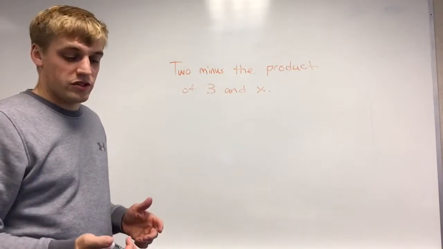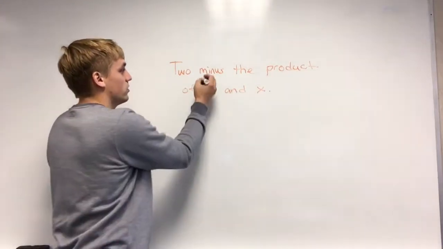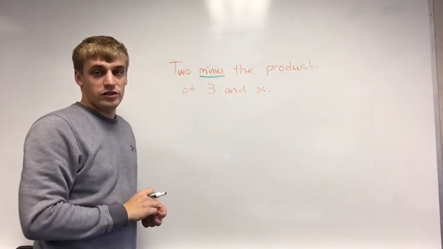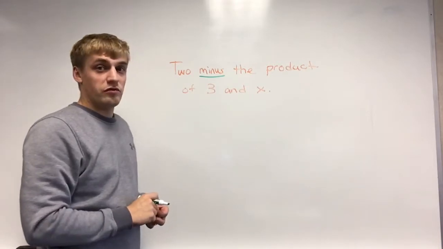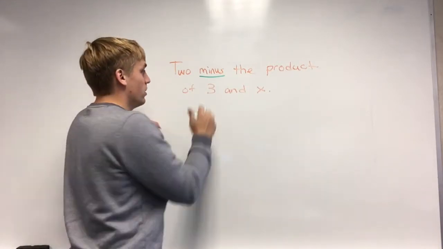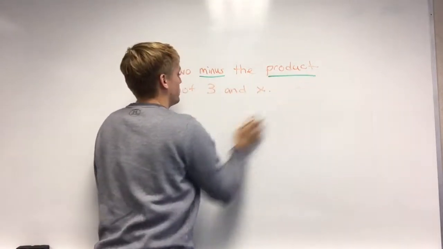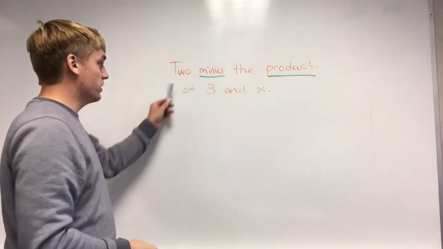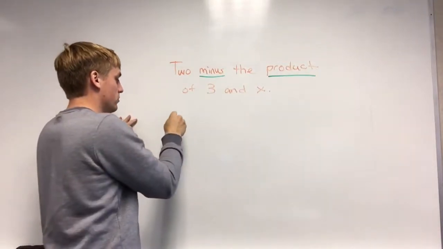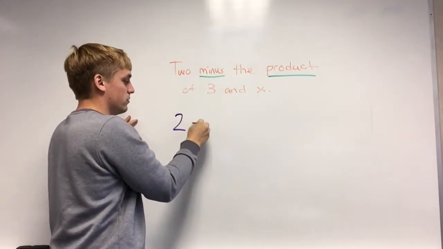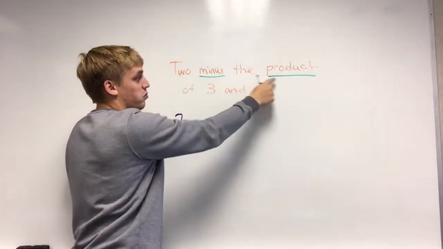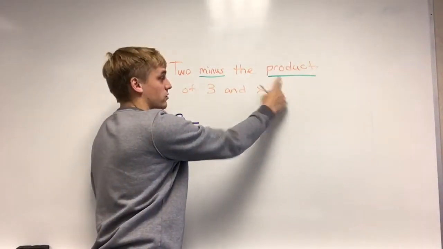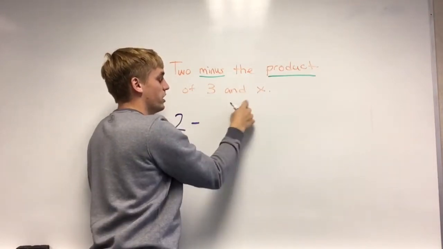So the first thing I'm going to do, just like last time, is underline the keywords. Minus is a keyword, and the keywords refer to the operations. These are the words that you can find on the chart. Minus, product. Those are both keywords. So then I just go through this. 2 minus is subtraction. The product means multiplication. What are we going to multiply together? Well, we are going to multiply together 3 and x.